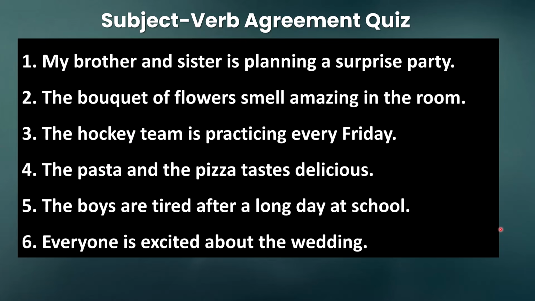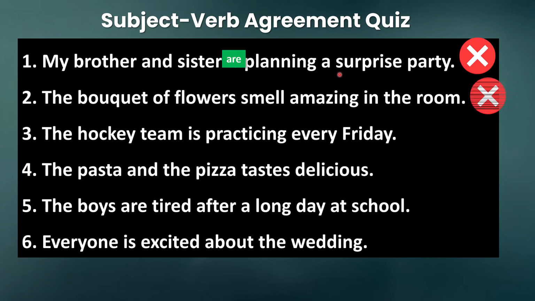Okay, let's correct these together. Number 1 is incorrect. My brother and sister is planning. That should be are planning. Remember that subjects joined by the coordinating conjunction and create a compound subject. So this makes a plural subject requiring a plural verb. They are planning a surprise party.